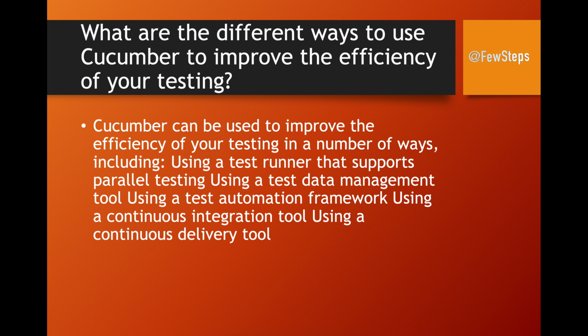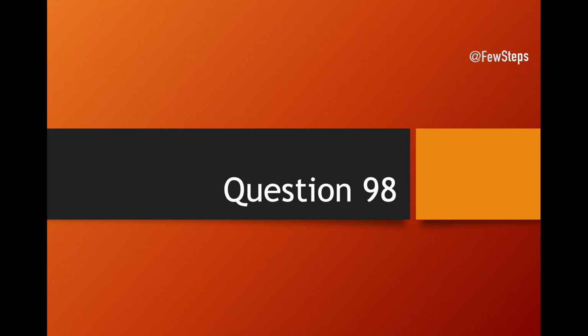Question 97. What are the different ways to use Cucumber to improve the efficiency of your testing? Cucumber can be used to improve the efficiency of your testing in a number of ways, including using a test runner that supports parallel testing, using a test data management tool, using a test automation framework, using a continuous integration tool, and using a continuous delivery tool.